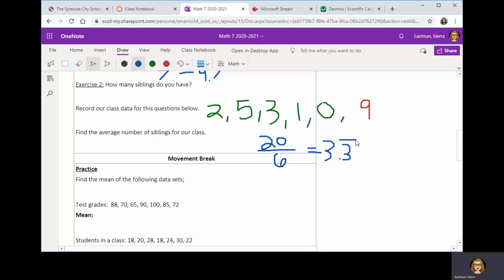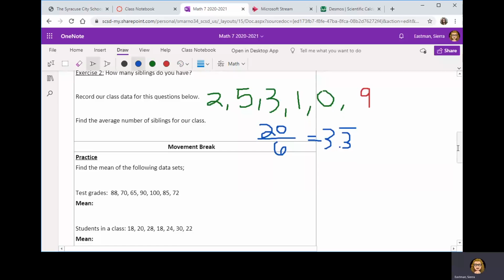Okay, so those are our 2 main steps for today. You're always finding the total by adding them all together. And then you're just counting how many numbers did I just add. I added 6, that's what I divide by, find my mean, that average.